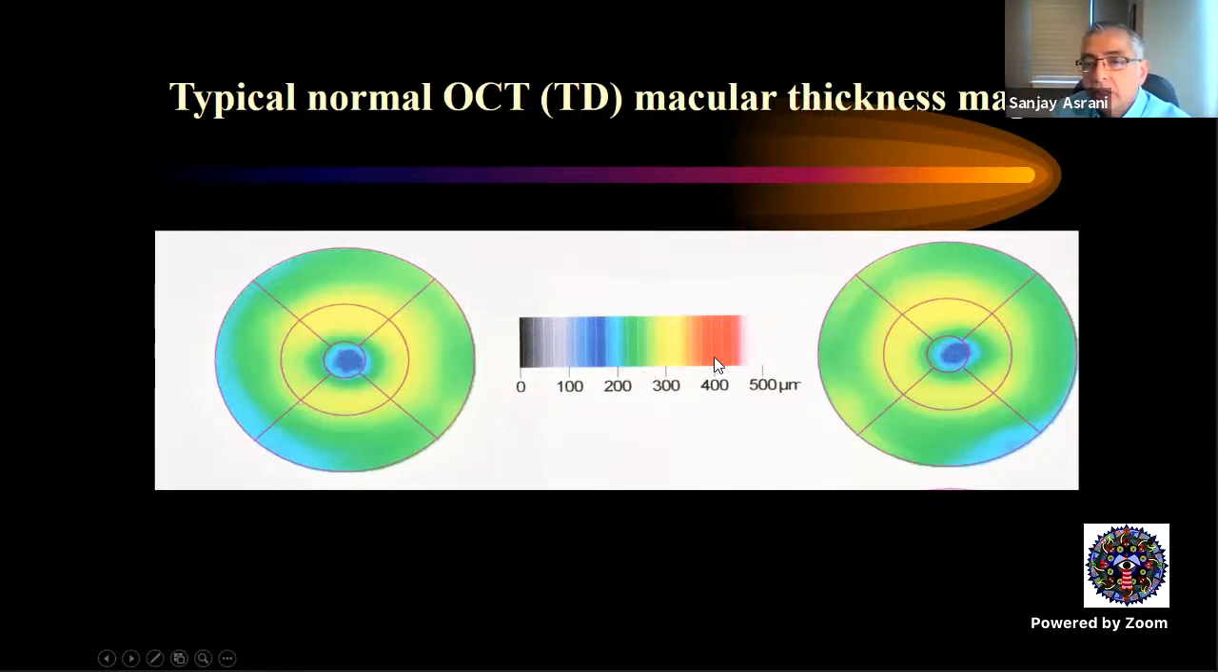Also, I'd like you to look at the color scale. The color scale changes every 100 microns. That means for you to detect loss of tissue, it would take a 100 micron loss before you can see changes in color. In glaucoma, 100 micron changes don't take place. 10, 20 microns take place. In retinal diseases, 100 microns will take place.